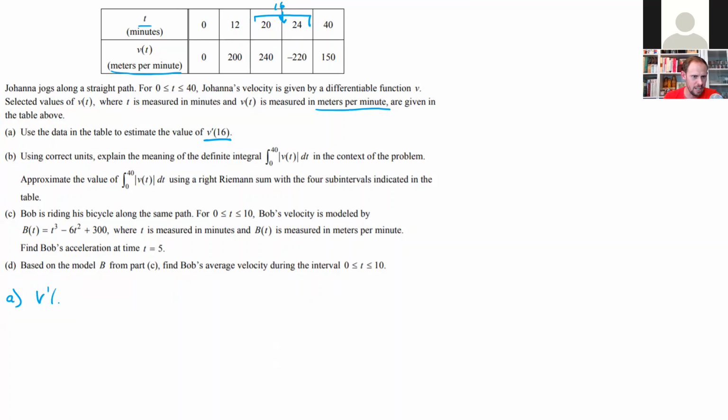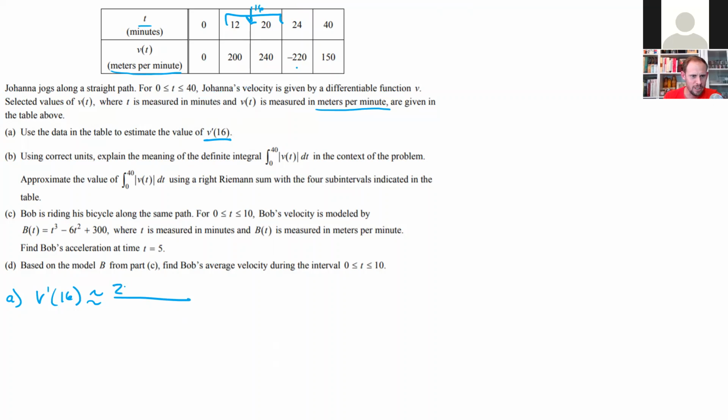So we'd say v prime of 16 is approximately, let's see, negative 220 minus 240 over 24 minus 20. No, I picked the wrong interval. Sorry, those two. I was like, I don't remember having the negative in here. There we go. Realized it before. You guys said it. I get the point there. All right, so these 2 points is where 16 is between. I can count.